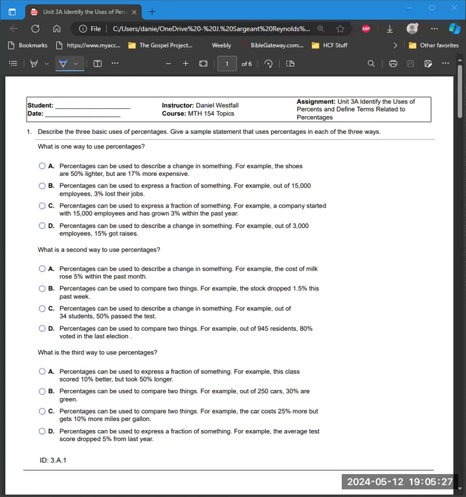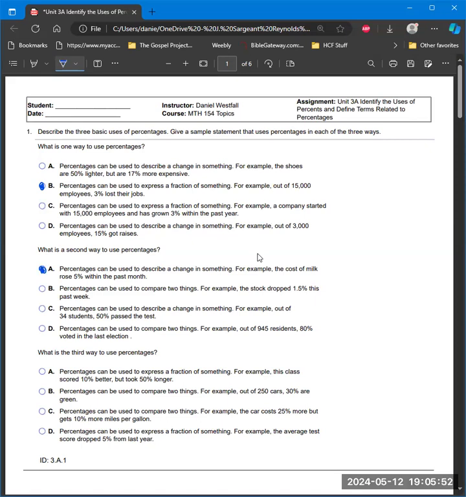Percentages can be used to express a fraction of something. For example, out of 15,000 employees, 3% lost their jobs. A second way to use percentages is to describe a change in something. For example, the cost of milk rose 5% within the past month.